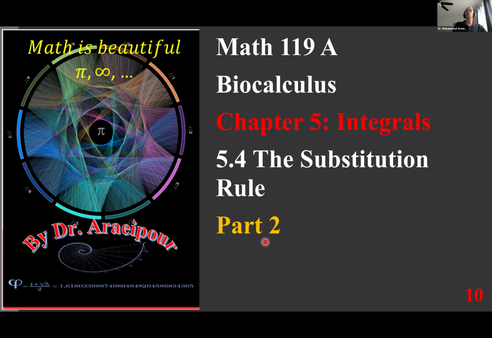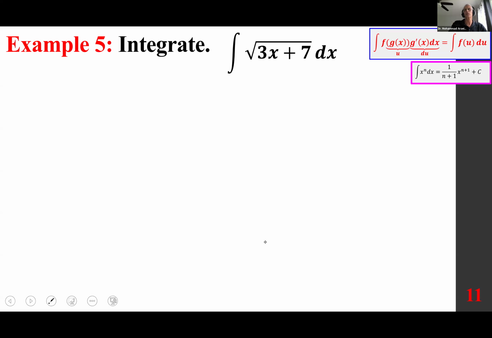So in the case of the substitution rule, you look for a function, you let u be g of x, and then you have the derivative g prime of x times dx. That's the idea. So the integral of f of g of x times g prime of x dx. g of x is a choice of u, g prime of x dx becomes du, and that's called the u substitution. Now the integral of square root of 3x plus 7 dx.